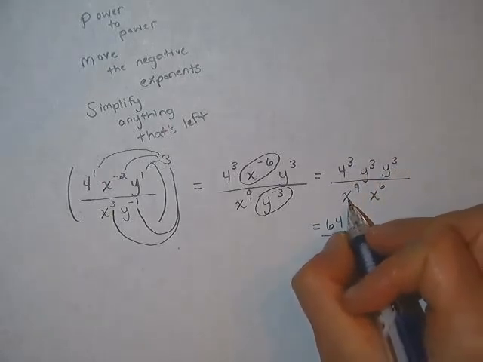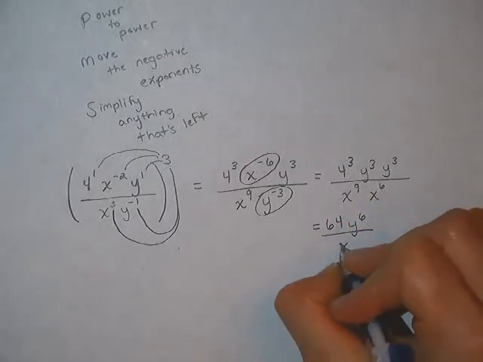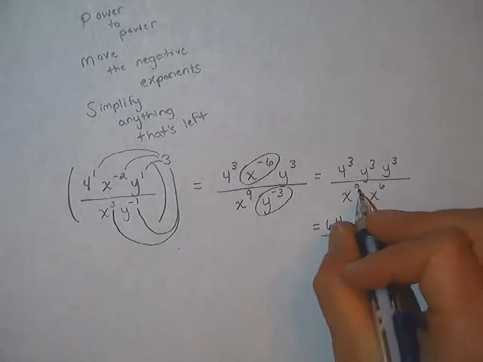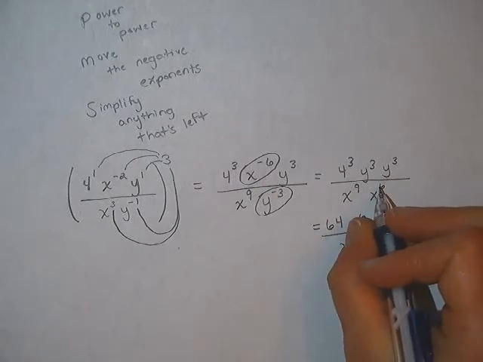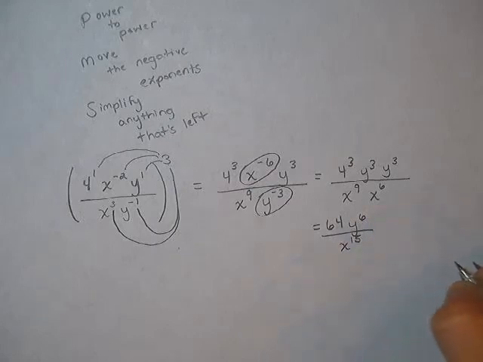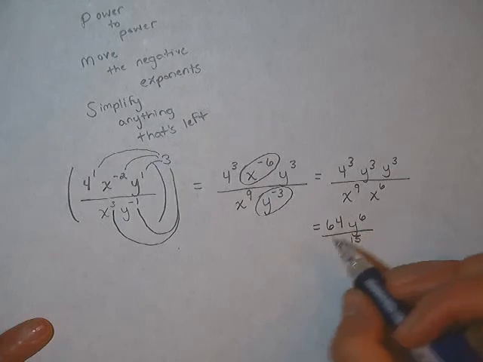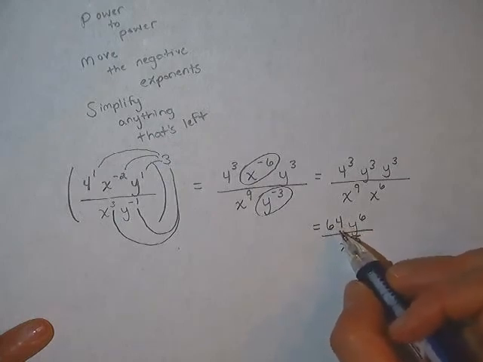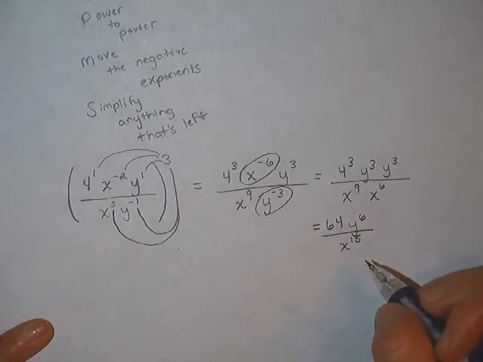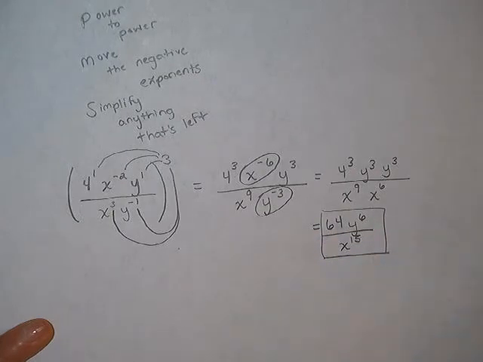And then on the bottom, you've got x to the ninth times x to the sixth. So again, when you multiply like bases, you add the exponents. So 9 plus 6 would be x to the 15th power. And then you look, is there anything left over to simplify? Well, we've simplified our numbers. There's no more like bases. And so this would be our final answer.